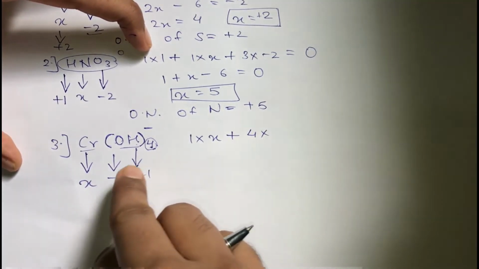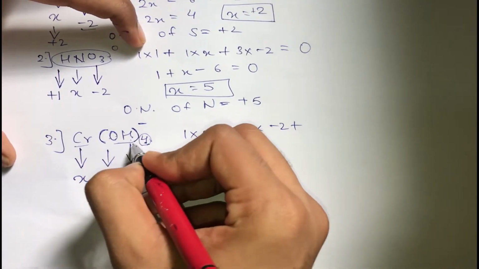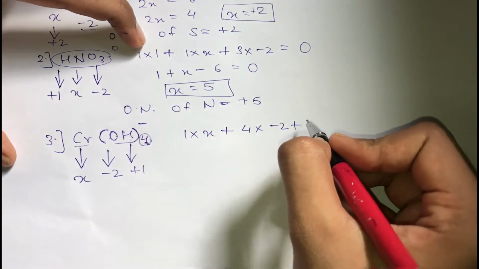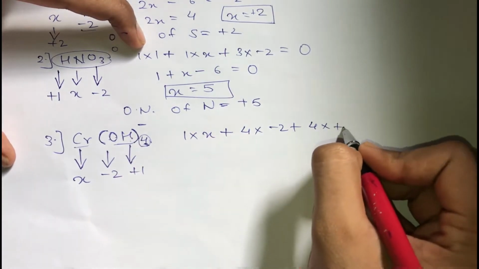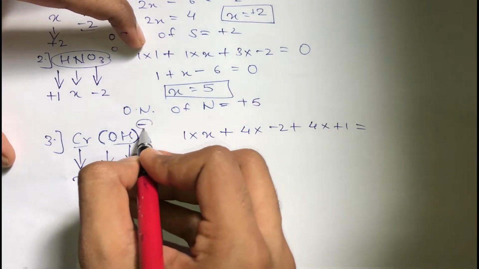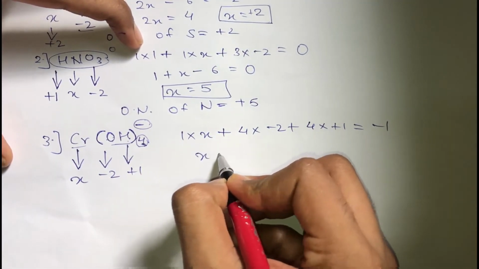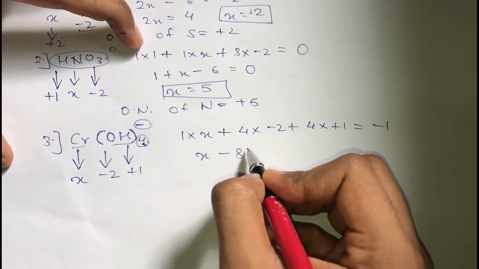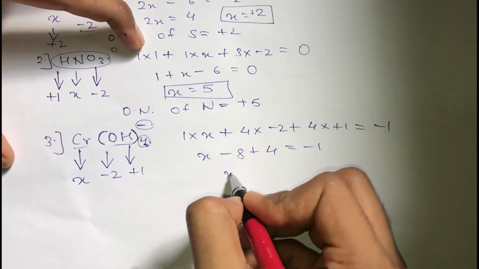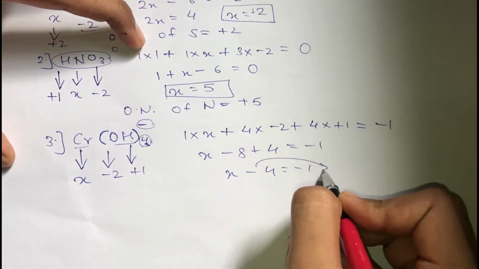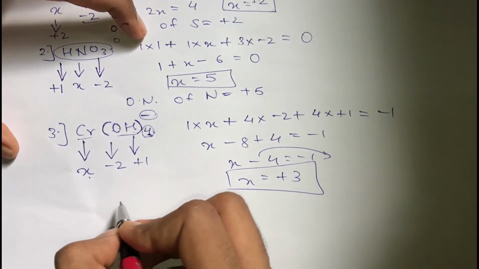So 4 times oxidation number of oxygen, -2, plus again 4 times H, which will give you, what is the oxidation number of H? +1, and the total charge is -1 on the molecule. So again you solve this: X - 8 + 4 = -1, X - 4 = -1. You shift this over here, you get X is equal to +3. So can I say guys, X is nothing but the oxidation number of chromium.